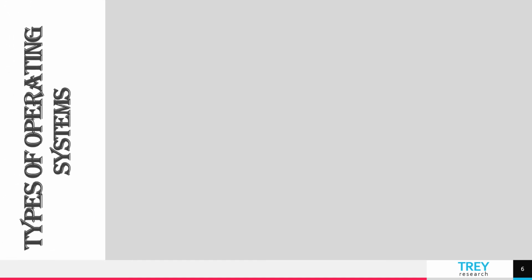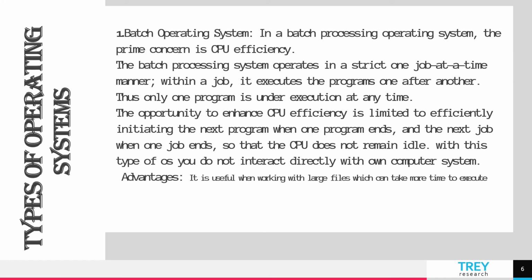Let's now talk about the types of operating systems that are there. Having talked about the functions of an operating system, let us also now look at the types of operating systems. The first operating system we are saying is called the batch operating system.